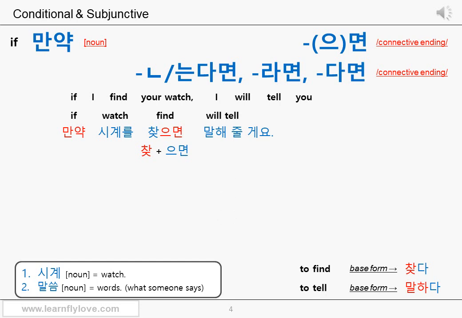말해줄게요. What is 말해줄게요? What does that mean? We can see final 르 consonant and 게요, which is used to show your intention. Let's break it down together. Do you remember the verb 말하다?